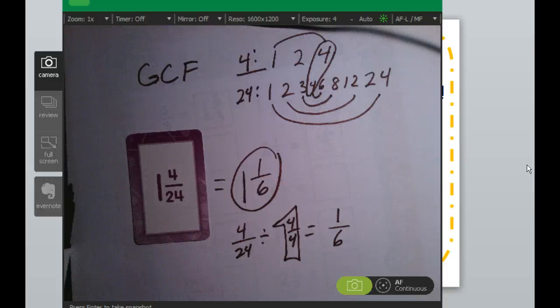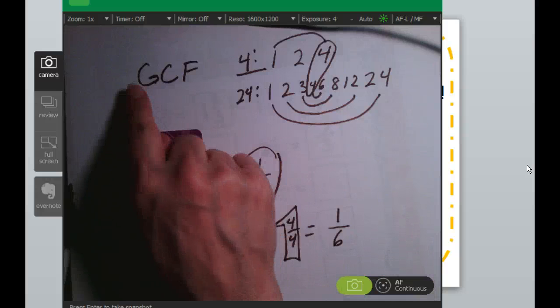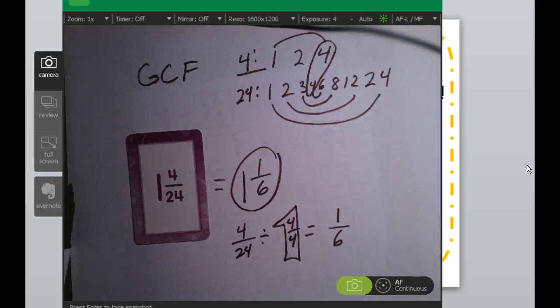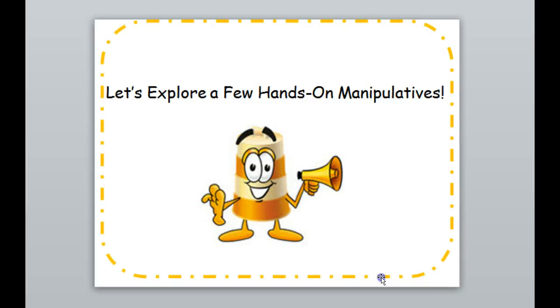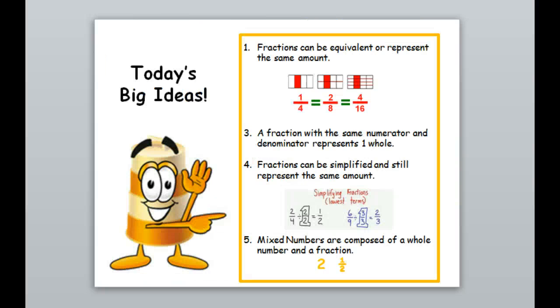So now that we've discovered fractions, we've talked about mixed numbers, we've talked about improper fractions, we've talked about equivalent fractions, we've talked about finding the greatest common factor and simplifying fractions. Let's take a look back at our big ideas of the day.